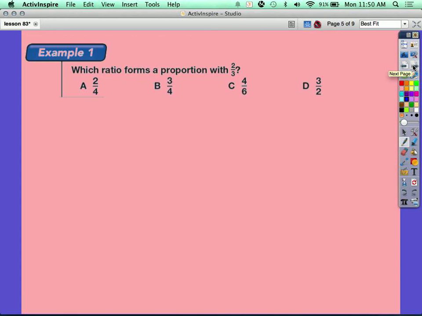So I want to know which ratio forms a proportion with 2/3. Is 2/4 equal to 2/3? Well, the tops are the same and the bottoms aren't, so right away we know A does not work. Here, we have 3/4, 2/3. If we think about it, we should know that it doesn't work. This doesn't go into each other equally. If I get a common denominator, this would be 9/12 and this would be 8/12. We see that they're not equal. B doesn't work.